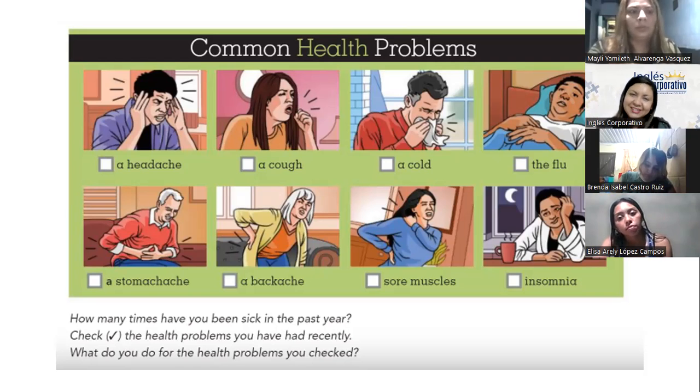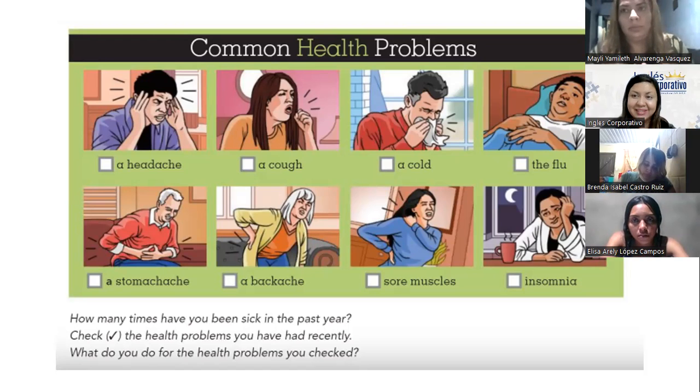The last weekend I had the flu, fever, and very, very cold. The last weekend you had a cold, fever, and the flu. Okay. Yes. In my case, this week, I had a backache. That's a big pain, the backache. And I also had a headache, and also a stomachache.